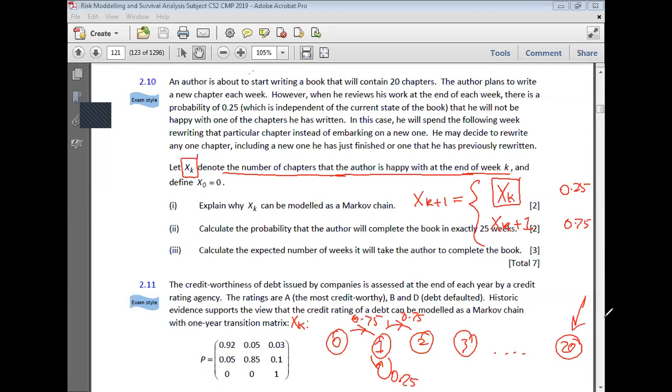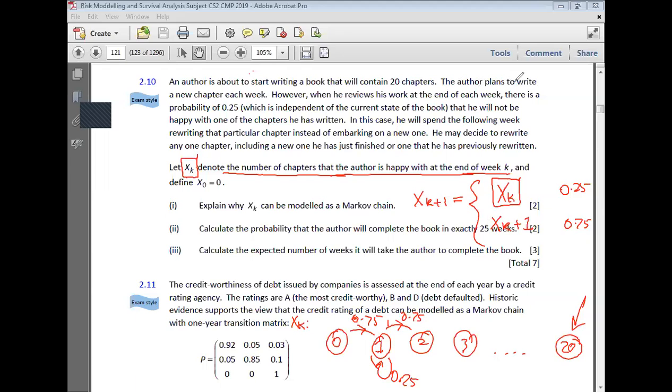Ma'am, can you explain this once again? Why is it Markov? Okay. So when I write my distribution of x_{k+1}, the statement where he has written, including a new one he has just finished, or the one that he has previously rewritten, doesn't mean that he can rewrite any number of previously written books.